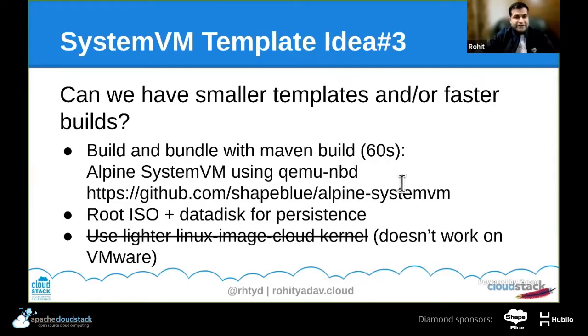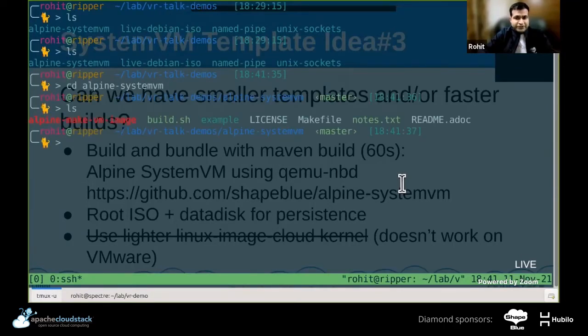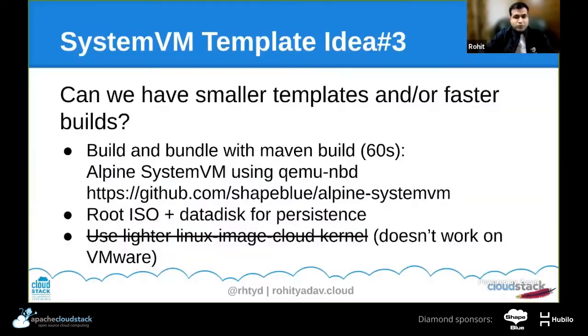So as a quick demo, I can show you the Alpine-based systemvm template. And before I show you the demo, let me show you why we want to explore that. So we want to have smaller templates. That means the size of the template has to be small, and it has to be a faster build. The Packer-based build can take anywhere from 15 minutes to 30 minutes to build, because it boots a real VM to create that VM template.